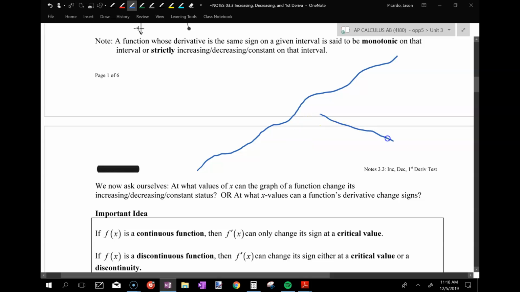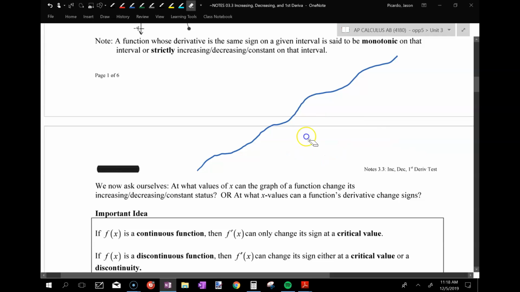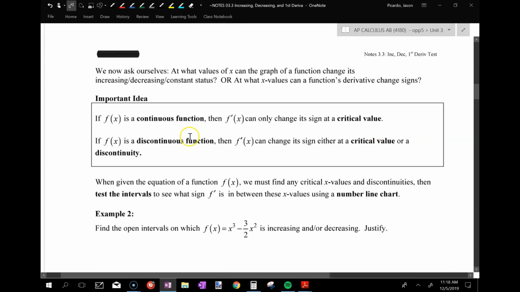If I did this, I would be always decreasing. As soon as I did this, I'm no longer monotonic because I have a minimum, which means I must have been decreasing at some value. So I'll use that phrase monotonic. And we've actually, I think, used that phrase before.